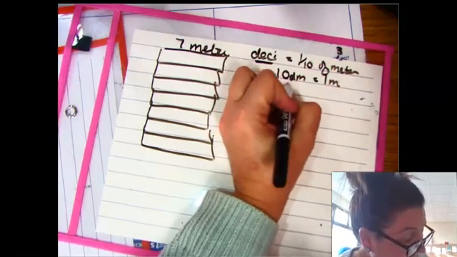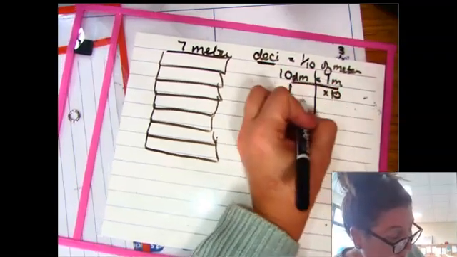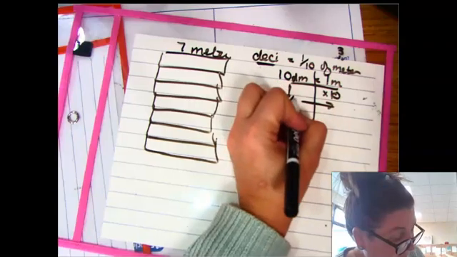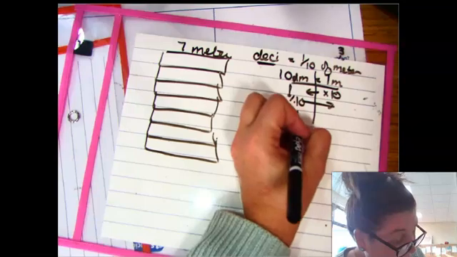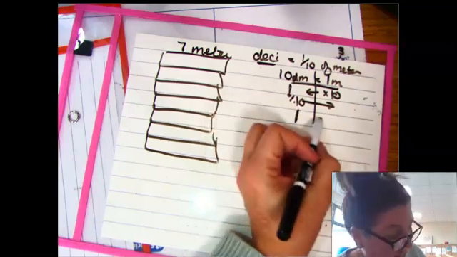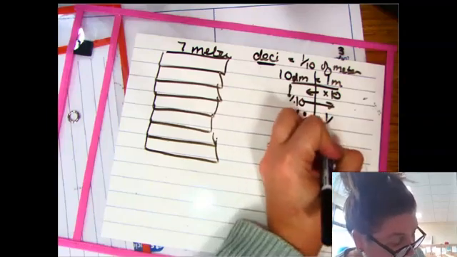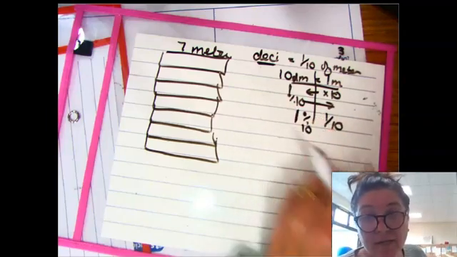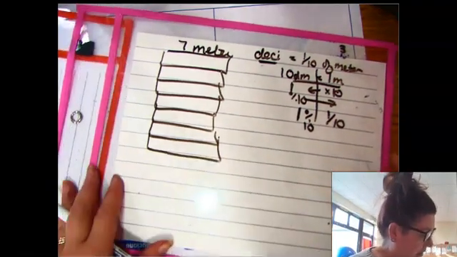So for one of these, remember, how do we do this? If I'm going this way, I'm multiplying by 10. If I'm going this way, I'm dividing by 10. So if I have one of these and I'm dividing by 10 to get the meters, what's 1 divided by 10? Well, that's a fraction, 1/10. So that's how they're getting that.